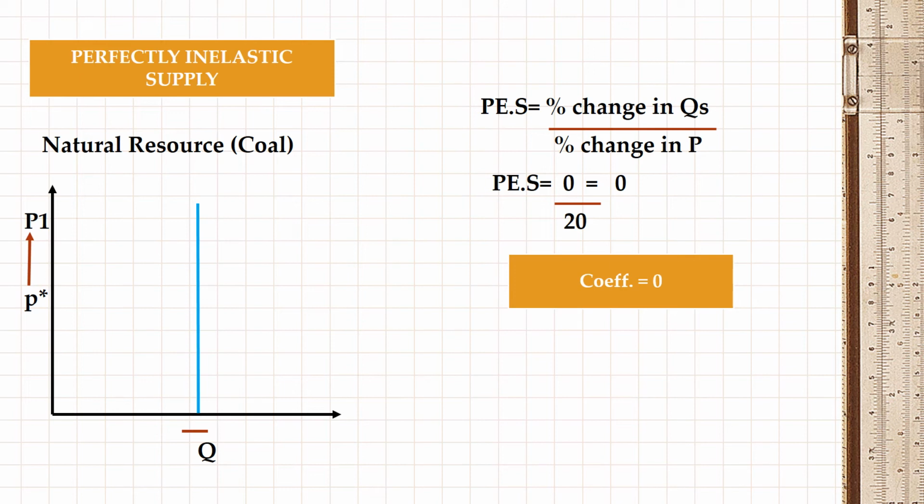So in simpler words, it's perfectly inelastic supply. Regardless of changes in price, quantity supplied would be fixed. There would be no change in quantity supplied, and when there is no change in QS, it would be 0. And let's suppose the change in price is 20. You divide, you get the value 0.